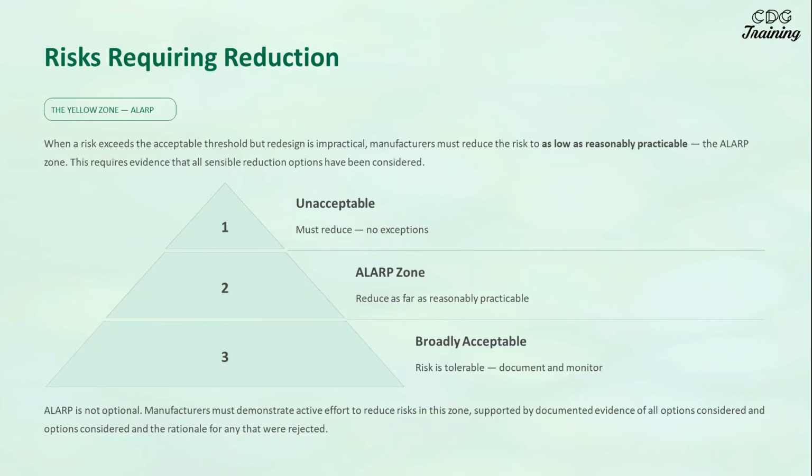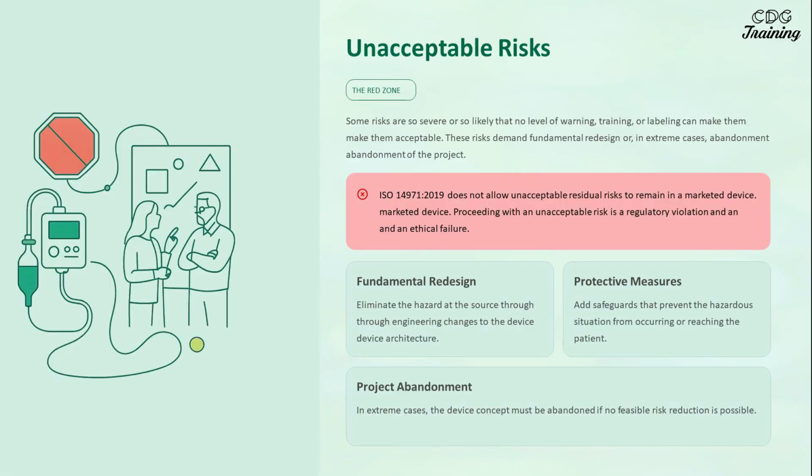When a risk exceeds acceptable thresholds but redesign is impractical, it must be reduced as low as reasonably practicable, known as the ALARP zone, ensuring all options are considered. Some risks are too severe to accept without redesign or abandonment. ISO standards demand fundamental redesign or, in extreme cases, project abandonment to ensure safety.